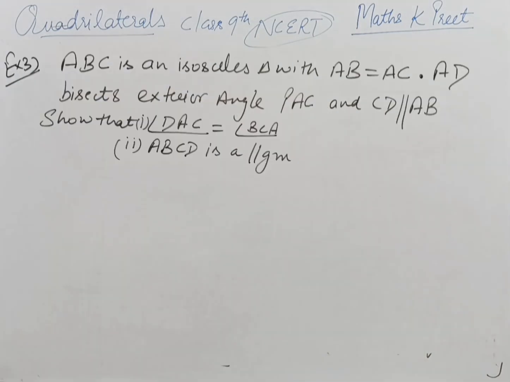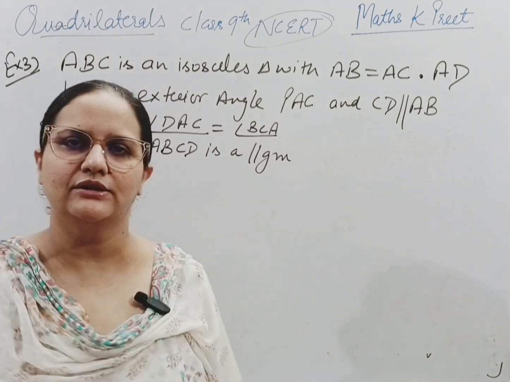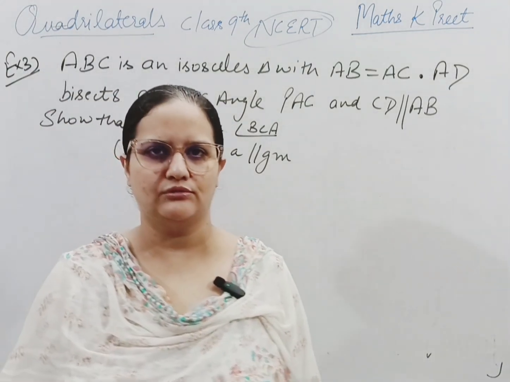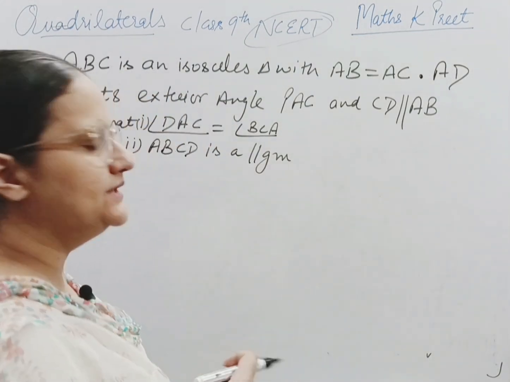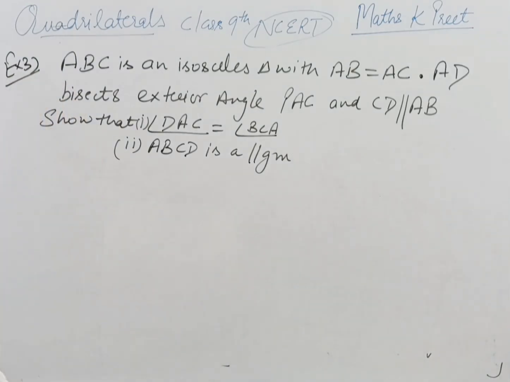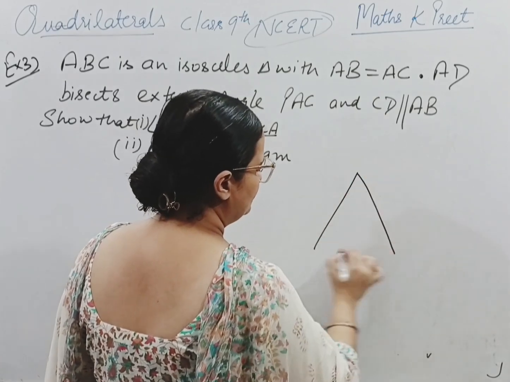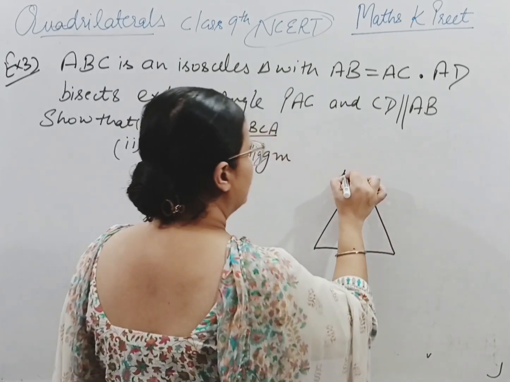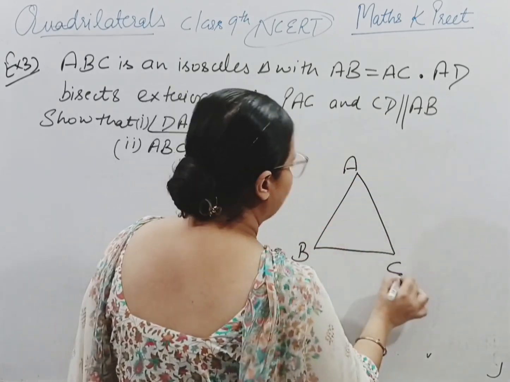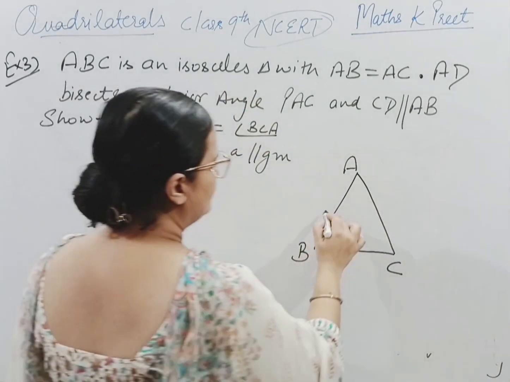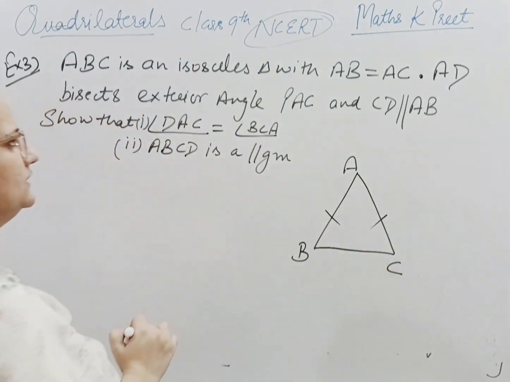Example number 3. Statement is given, figure is also given, but I just want to tell you that if we are not given the figure, we must be able to draw the figure from the statement if everything is given. Let me tell you how we will draw. ABC is an isosceles triangle. We know that a triangle is isosceles when two sides are equal. Which sides are given equal? AB is equal to AC. These two sides are given equal.